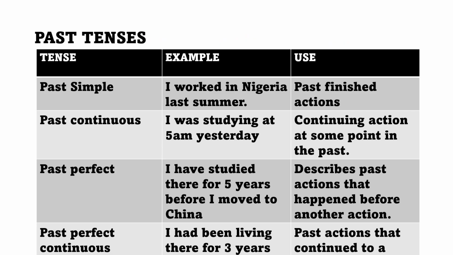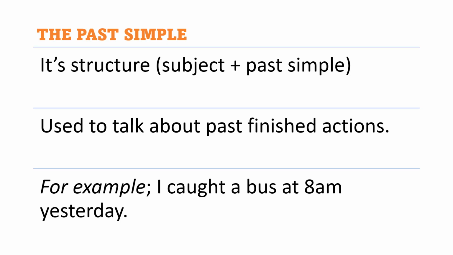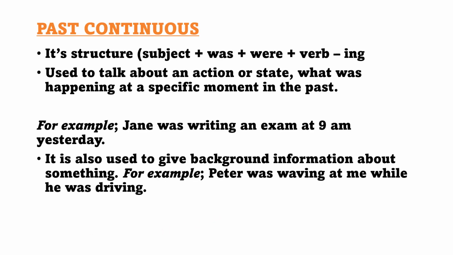And then I've also compiled another table for you for past tenses that you can go and look at and practice and try to understand. So the structure of the past simple tense is subject plus past simple, used to talk about past finished actions. For example, I got a bus at 8 a.m. yesterday. And then the past continuous is structured with a subject plus was or were plus verb ing.